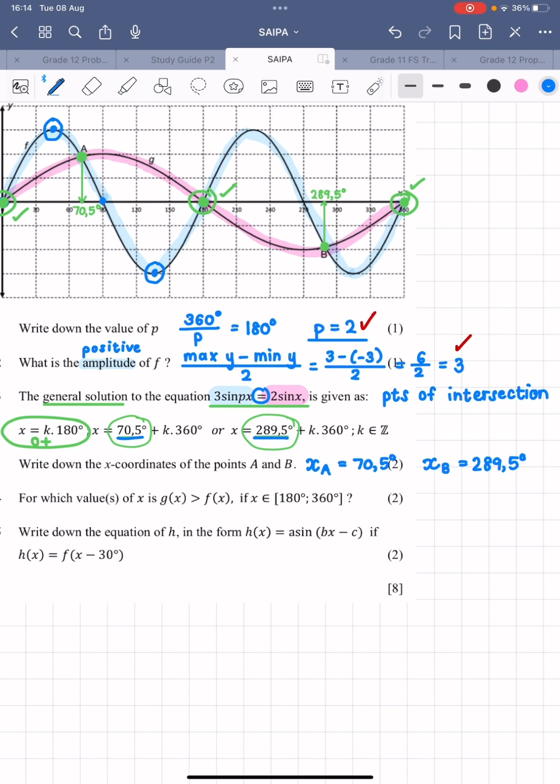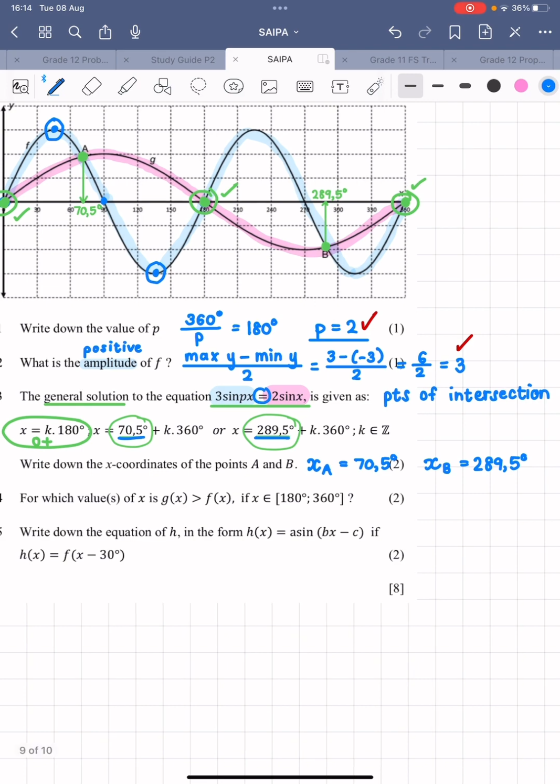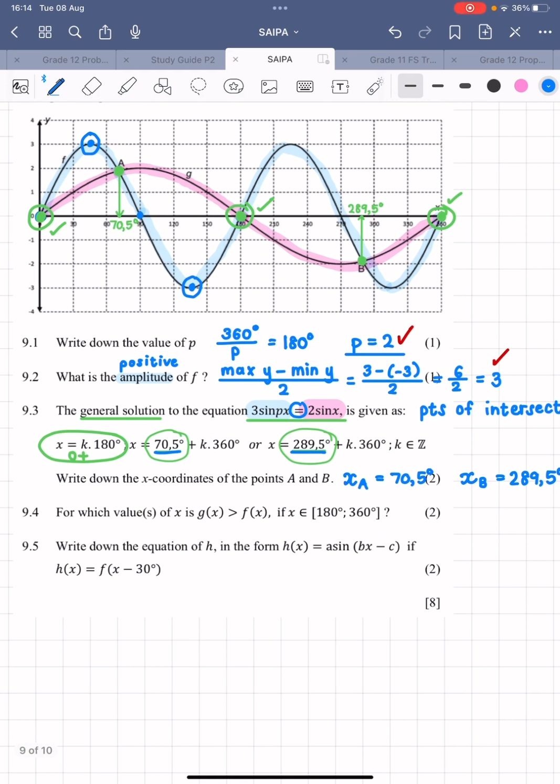All right, so if you understand what's going on, if you understand what it means when you make two equations equal to each other, that you're finding the points of intersection, and you are able to identify those points of intersection and then figure out based on the general solutions that these are the x values of those points of intersection, then this is not actually a difficult question. But if you don't understand all of those little bits and pieces, then it is going to be difficult to make those links.